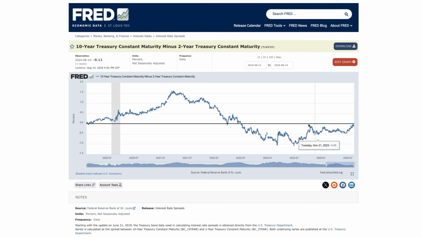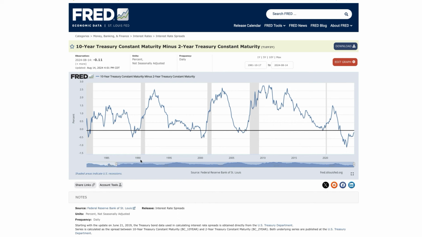Let's come over here to our 10-year, 2-year yield curve inversion chart. We've been watching this for quite a while, really wanting to see whether we're going to uninvert. We've been inverted on the 10-year, 2-year yield curve since July of 2022. As we mentioned in our last video, this is oftentimes what we see as a precursor. Let's just zoom out on the chart here.